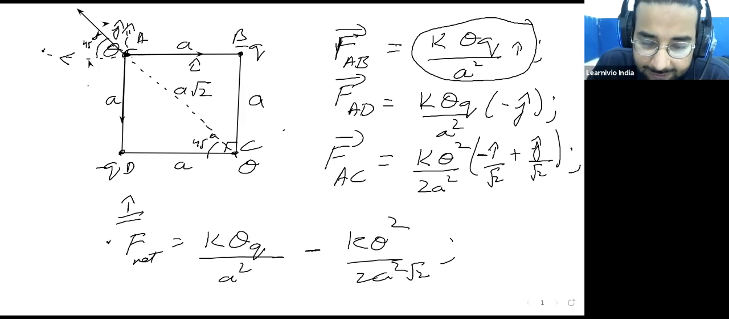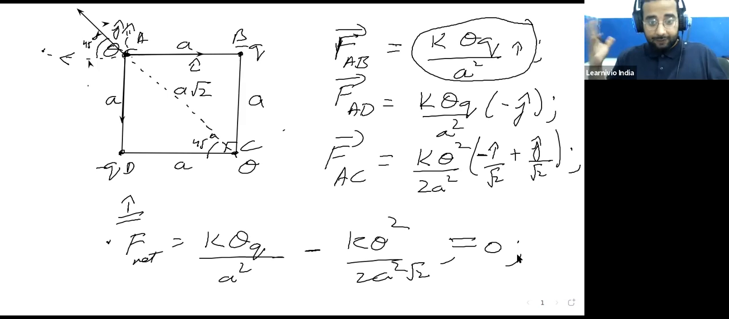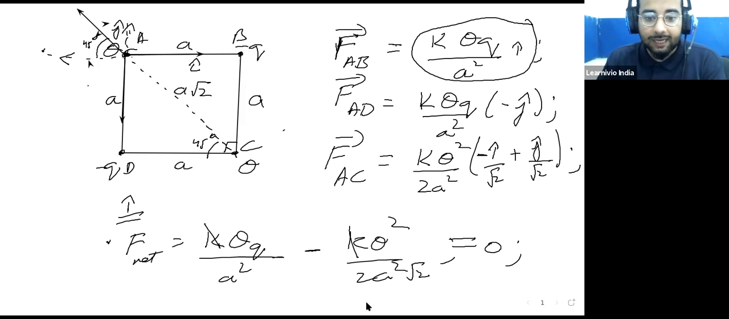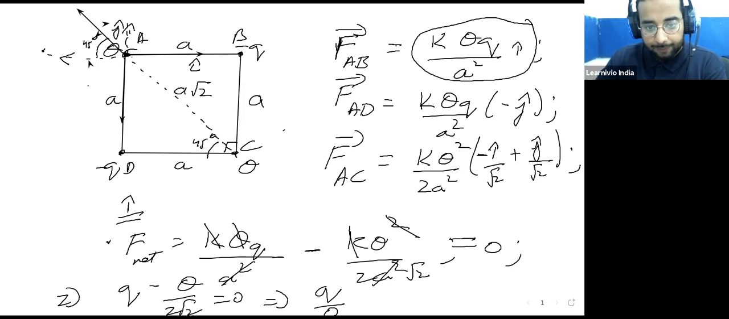Now, if this net force has to be equal to 0, which means Q is in equilibrium, then what do you have? Let's solve this. The K's cancel out, one of the Q's cancels out, the A squared also cancels out, and what you have is q minus capital Q over 2 root 2 is equal to 0. This implies q over capital Q is just 1 over 2 root 2. Make sense?